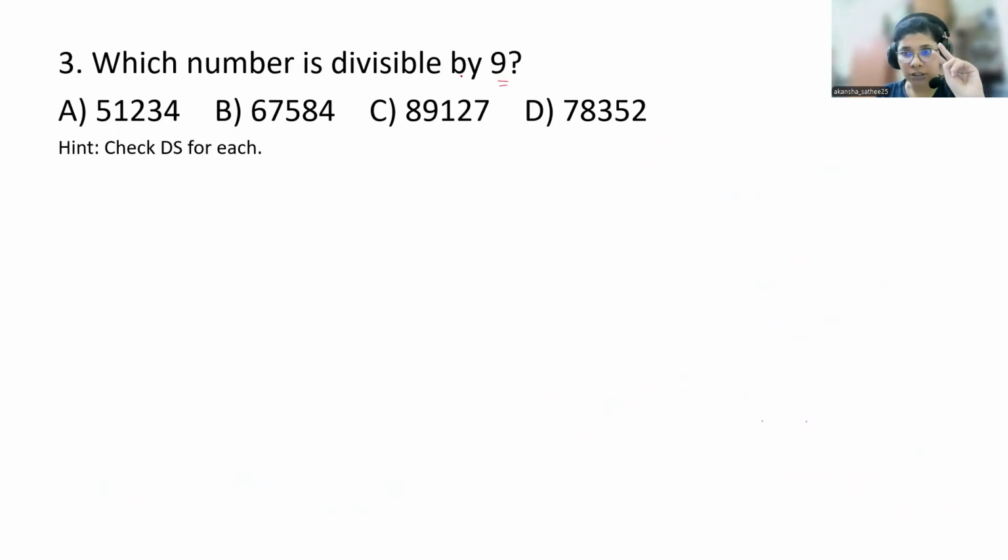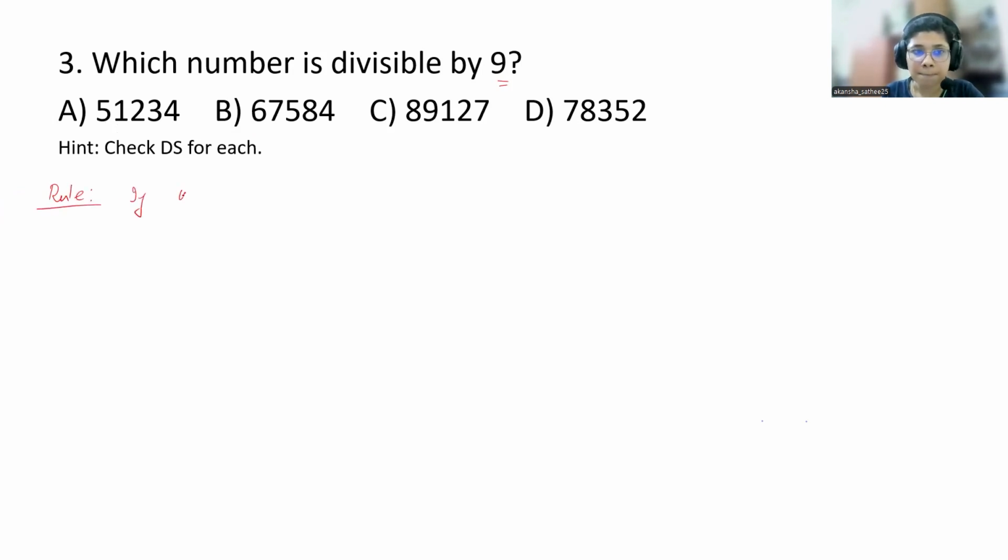Now you have two options. First, these big numbers, you start dividing by 9, and if remainder is 0, that means your number is divisible by 9. But here you can use digit sum. Remember the rule? So here is the rule. Let me write it. Rule.